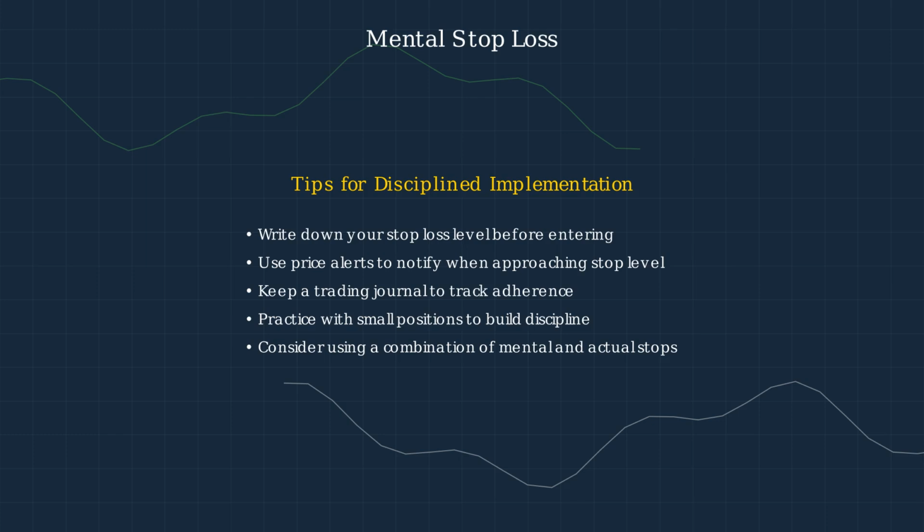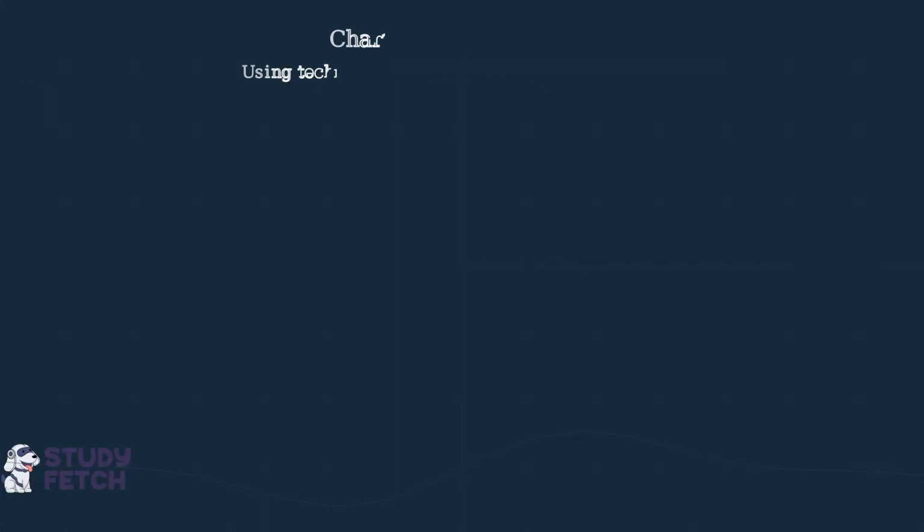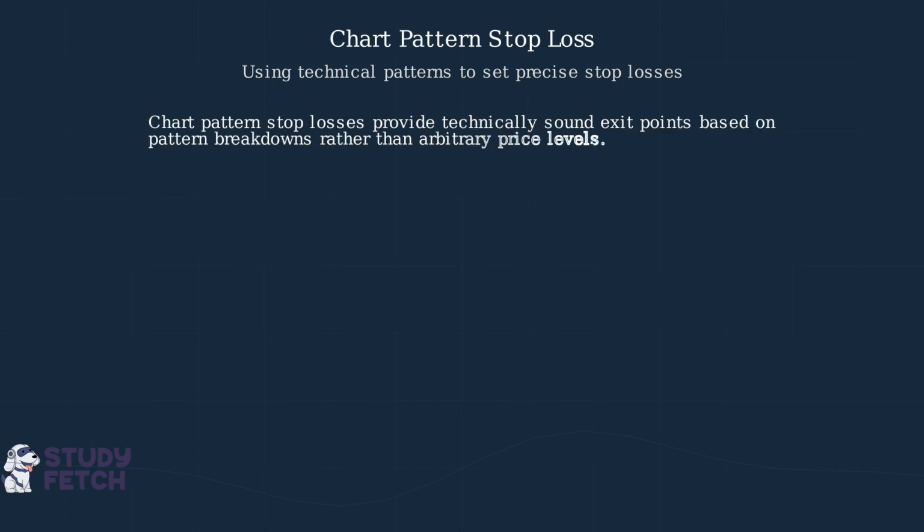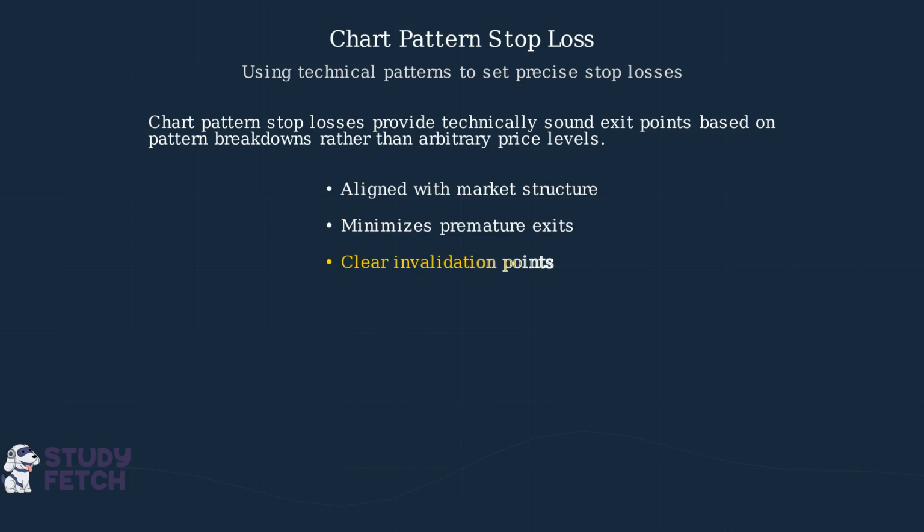your trading capital. Chart pattern stop losses are placed based on technical analysis patterns and key support and resistance levels. These stop losses provide technically sound exit points based on pattern breakdowns rather than arbitrary price levels. They're aligned with market structure, minimize premature exits, and provide clear invalidation points.